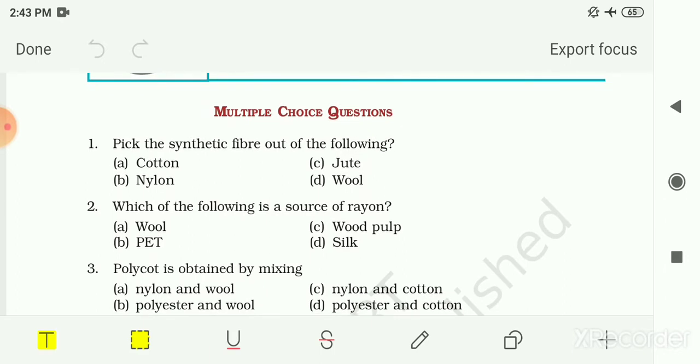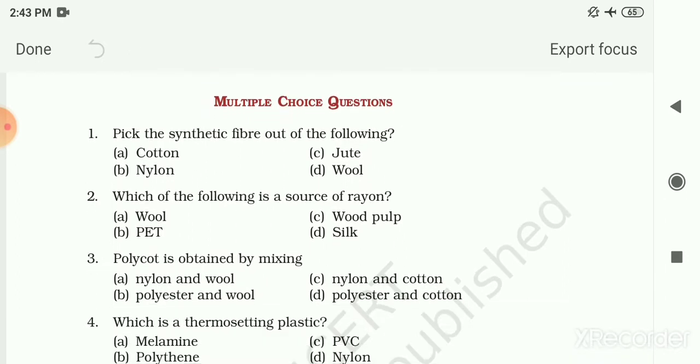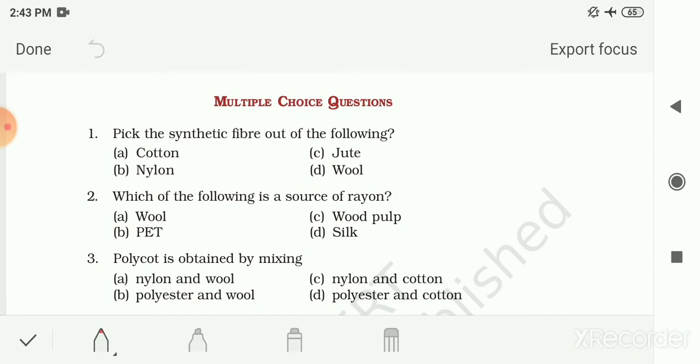In that, the first one is: pick the synthetic fiber out of the following. You have to choose the synthetic fiber. The options given to you are cotton, nylon, jute and wool. So the answer is option B. Nylon is the synthetic fiber, the rest are examples of natural fibers. That is, cotton, jute and wool are the natural fibers.